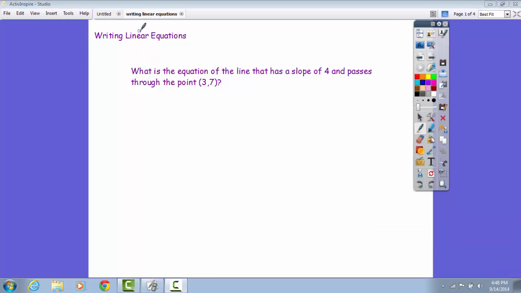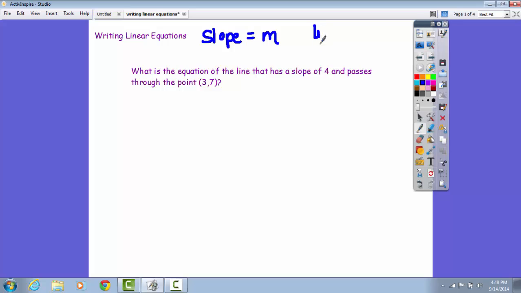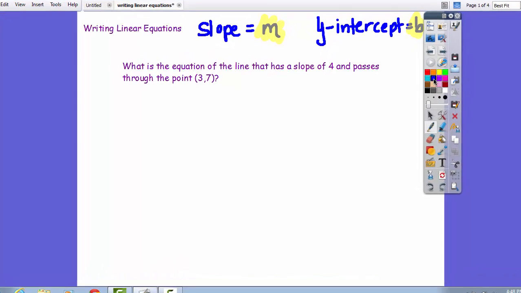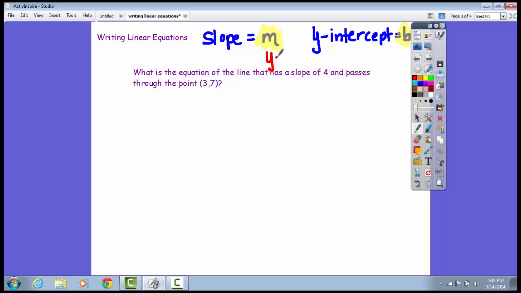In order to write linear equations, we always need to know what our slope is, which we use the variable m, and what our b value is, which is also our y-intercept. Once we have our m and our b, we are able to put together the slope-intercept form of equation y equals mx plus b by plugging in these pieces.